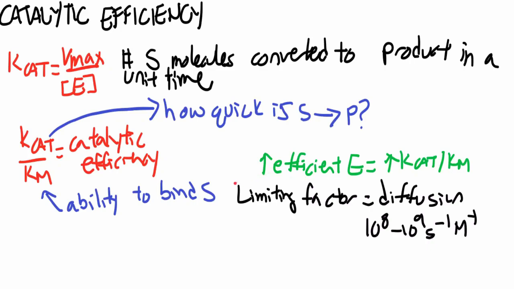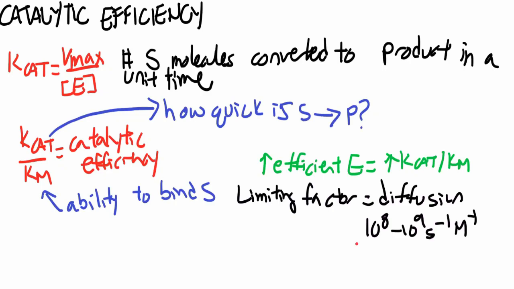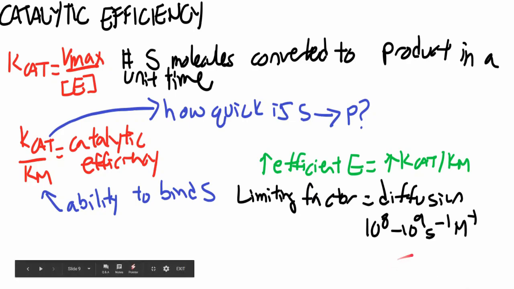And the only thing is that there is one limiting factor. You cannot catalyze reactions faster than the diffusion rate. Enzymes can only catalyze substrates into products at the speed at which they encounter them, which is the diffusion rate or diffusion speed here, 10 to the 8 to 10 to the 9, s to the -1, M to the -1 here, okay?